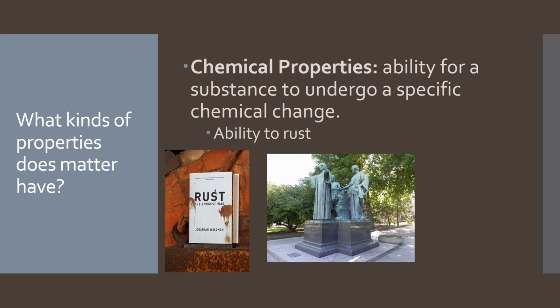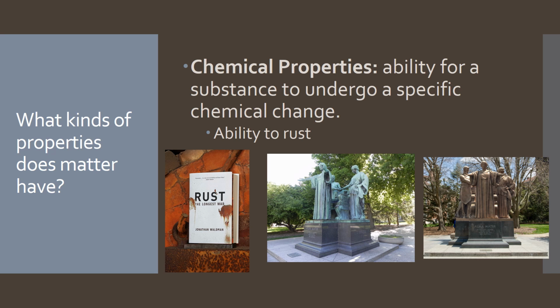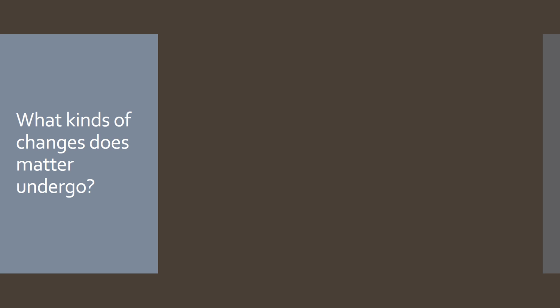That's my alma mater, University of Illinois Champaign-Urbana, and it used to look something like this, the brown. Because of rust, it turned into this lime green color. So something that has the ability to rust is a chemical property. What kinds of changes does matter undergo?